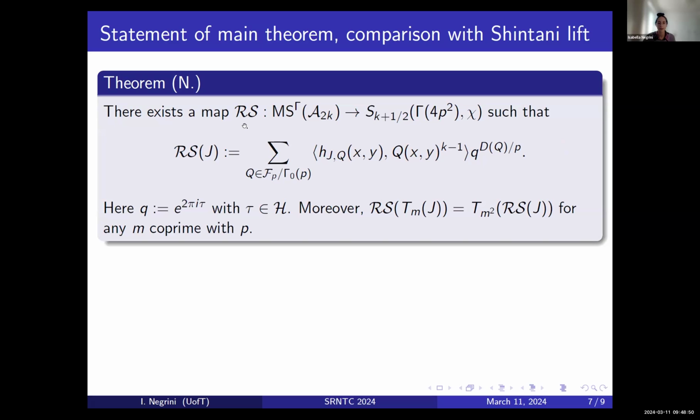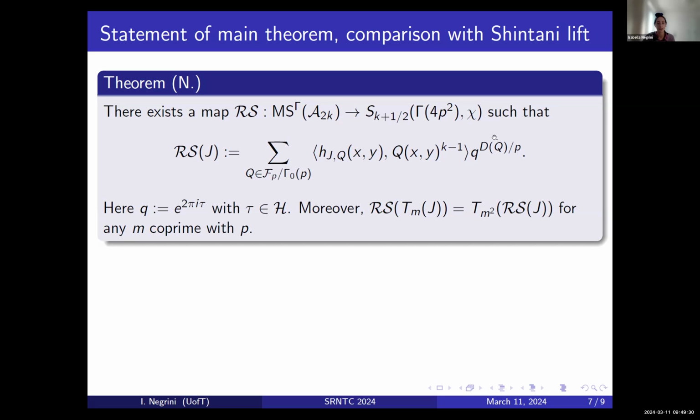So we have a map from rigid analytic cocycles to half integral weight modular forms. It's given like this. This is an infinite sum over the set F_P that I mentioned before of binary quadratic forms. Actually, we are summing over the representatives, but anyway, this is an infinite sum ranging over some binary quadratic forms. And D of Q is the discriminant of these forms. So this is a q-series. And the discriminant, you can see that it is divisible by P. So this is q to some integer.